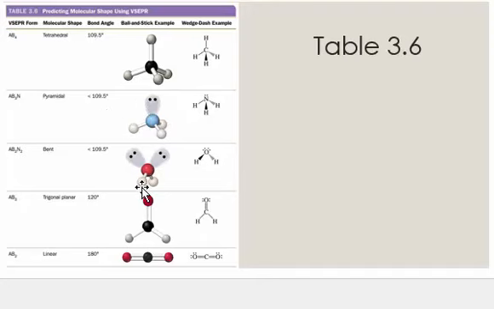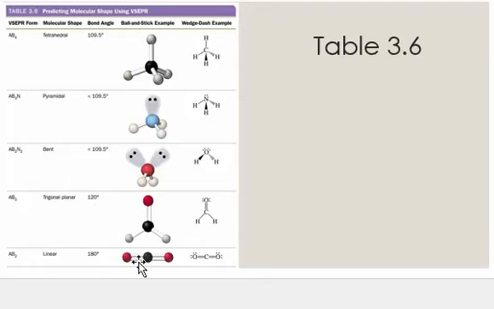If the atom of interest is bonded to 2 atoms and has 2 lone pairs, the shape is bent and there is a bond angle of less than 109.5 degrees. If the atom of interest is bonded to 3 other atoms and has no lone pair, the shape is trigonal planar with bond angles of 120 degrees.